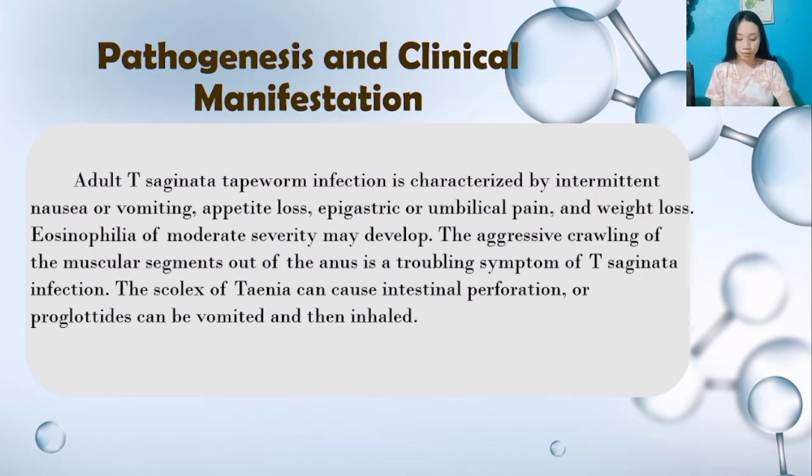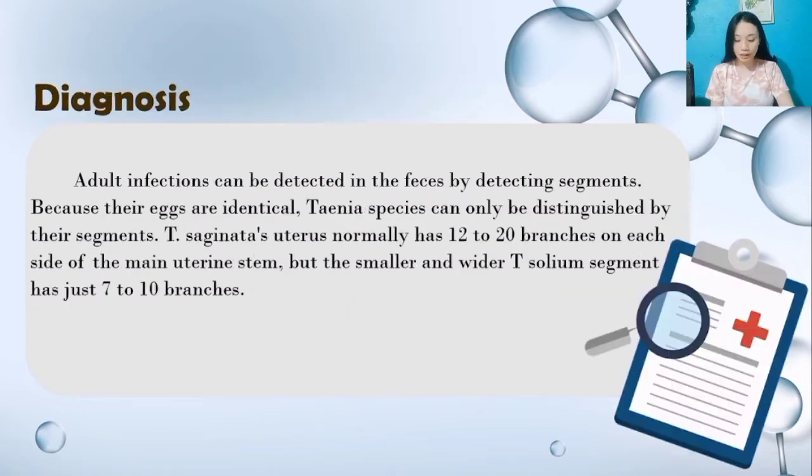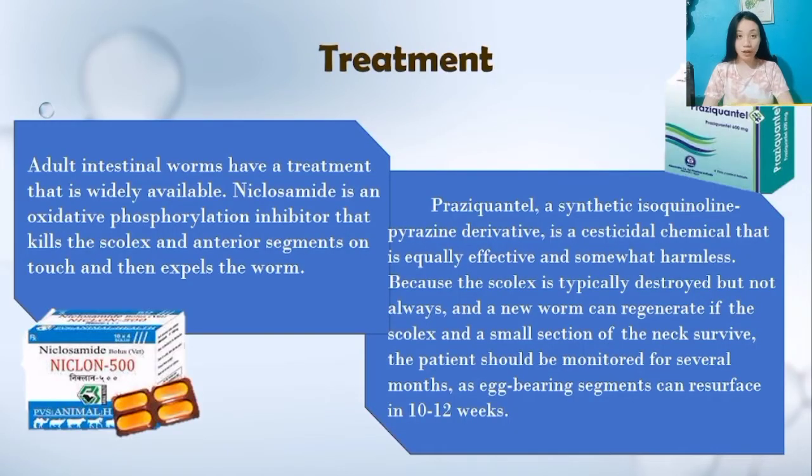Pathogenesis and clinical manifestation. Tapeworm infection is characterized by nausea or vomiting, appetite loss, epigastric or umbilical pain, and weight loss. Diagnosis. Parasite infection can be detected through stool analysis. Treatment. Luckily, treatments are widely available, and this includes niclosamide and praziquantel. A new worm can regenerate if the scolex remains in a segment. That is why the patient needs to be monitored for several months.